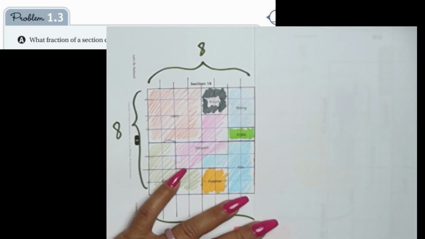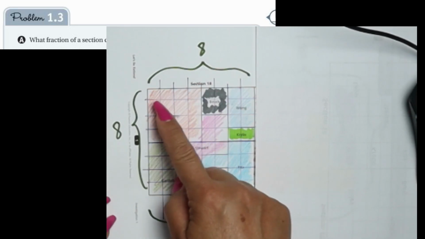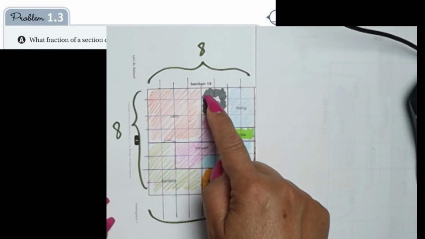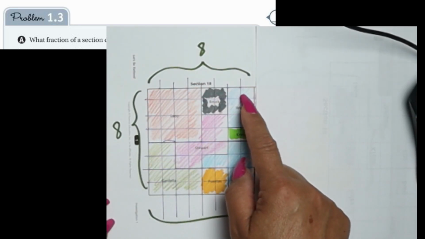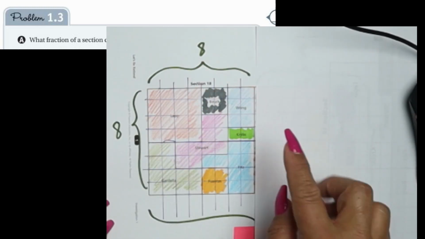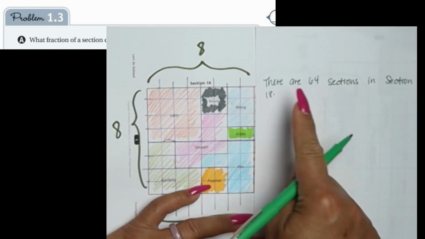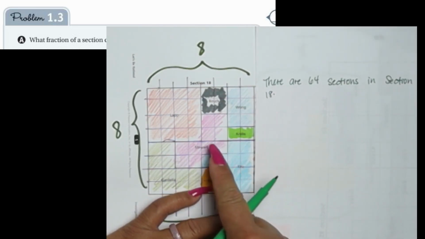So I'm going to cover section 19. Let's work with one section. It's an 8 by 8. And if I were to count each of these little squares or sections, it would equal 64. So there are 64 sections in section 18. So I'm going to write that down. There are 64 sections in section 18.